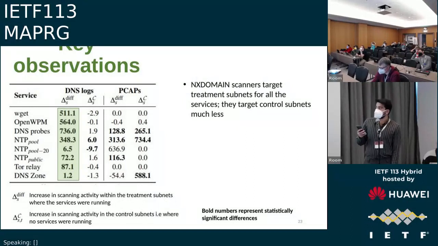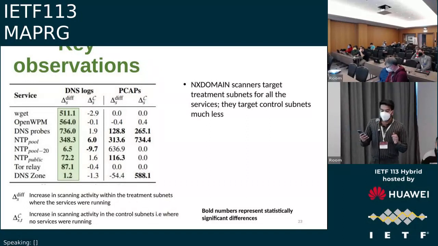And this is our results for all of the services that we ran. So just to explain what this means. For example, if you see wget and 511, that means that the mean number of scans per subnet that was running the service wget got 511 more scans after the service was run as compared to before. So delta diff basically means that the increase in scanning activity was within the treatment subnets, so where the services were running. And delta C says that this increase in scanning activity was in control subnets where nothing was running.